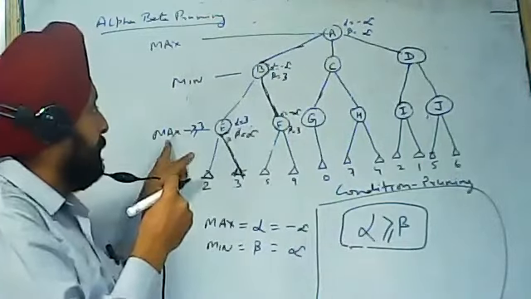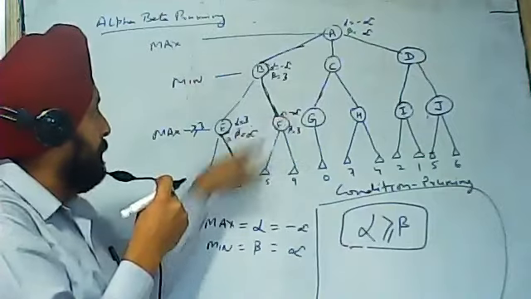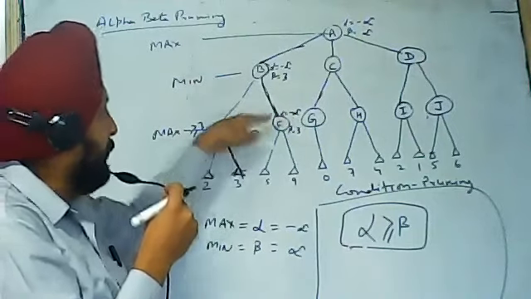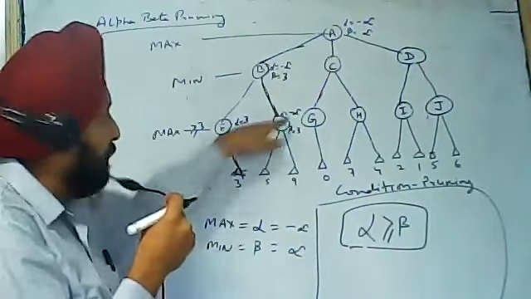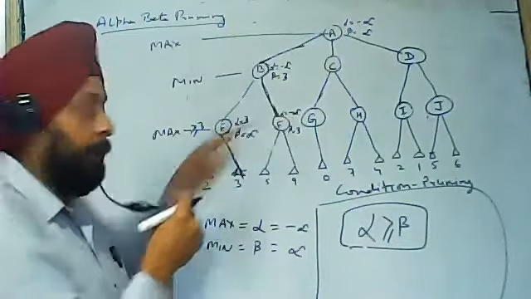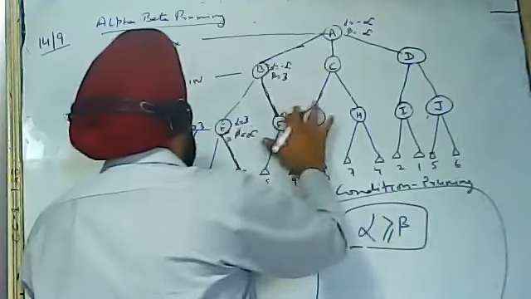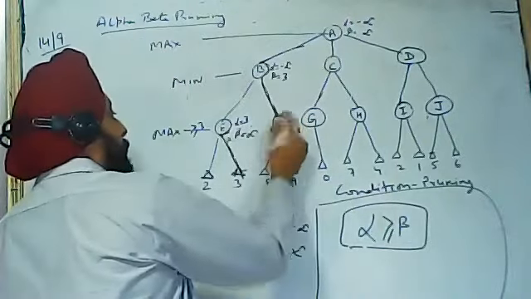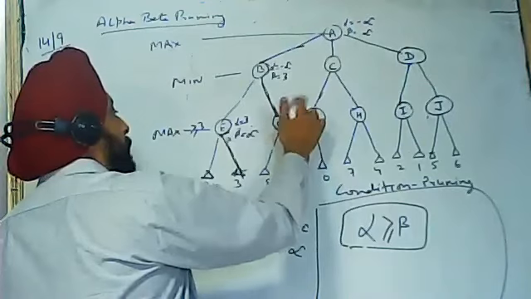So it is max's turn. The value of alpha will change. It has minus infinity. If it comes to this branch, it will give 5. So 5 is better than minus infinity. It will take 5. This 5 comes to this node, meaning this node will provide 5. So 5 comes here.